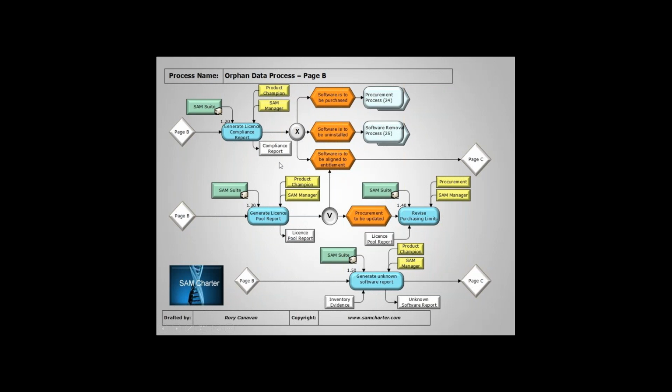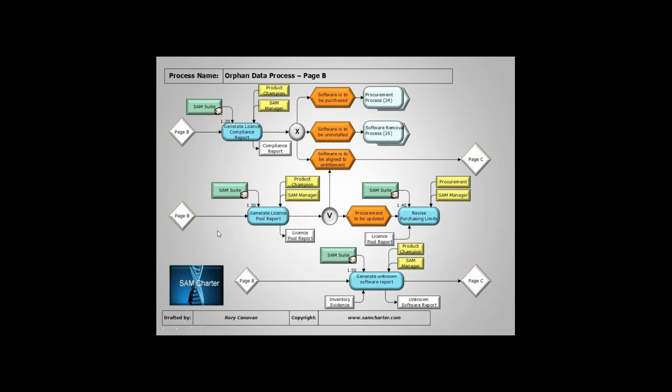Or it could be that actually we do have the entitlement, but it's just not aligned to the installation. So at that point we can go down this decision route here and go to a decision or an activity to say that we should actually be making that alignment there.